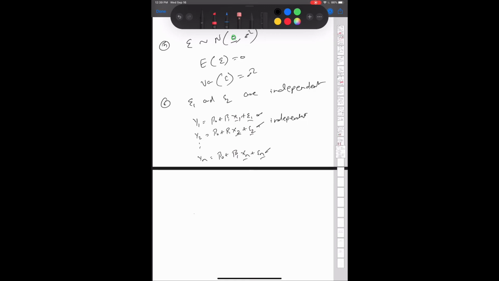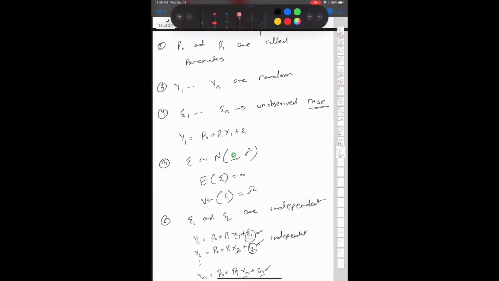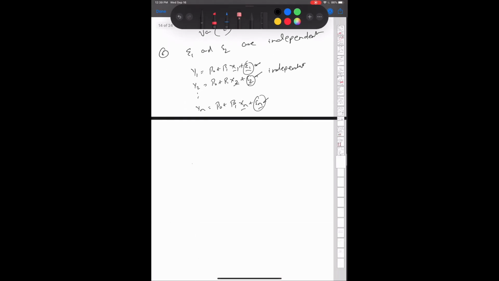The relationship between y and x is not deterministic because these are random. If epsilon 1 through epsilon n were 0, then the relationship between y and x would be deterministic.